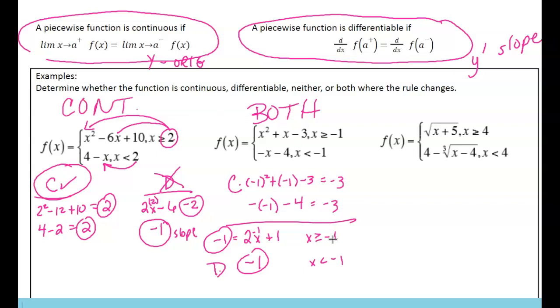All right, our third example, same idea. 4 is our critical value. So root 4 plus 5 is 9. So I get, I'm going to draw it this way, root 4, which is 3. And then 4 minus 4 is 0. The cube root is 0. And then I get 4. So this one is not continuous. So that means that it is neither. I don't even have to check the derivatives. If it's not continuous, it cannot be differentiable.